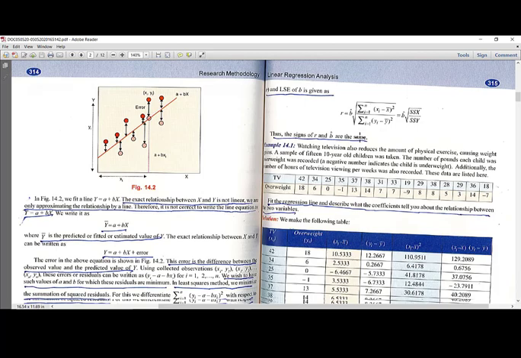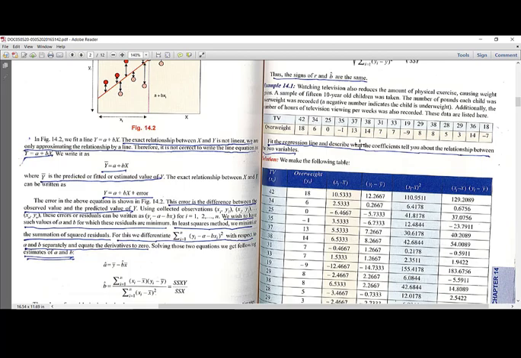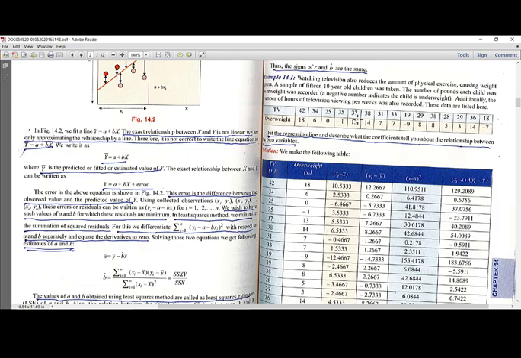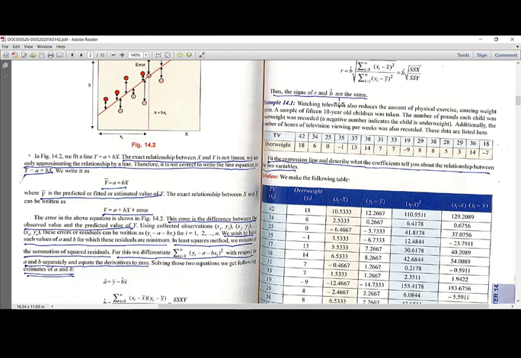Now, let us try to understand this by means of an example. In this example, we have 15 observations, that means small n equal to 15. This example is related to the idea that watching television reduces the amount of physical exercise, causing weight gains. A sample of 15 10-year-old children was taken. The number of pounds each child was overweight was recorded. A negative number indicates the child is underweight. Additionally, the number of hours of television viewing per week was also recorded. These data are listed here.